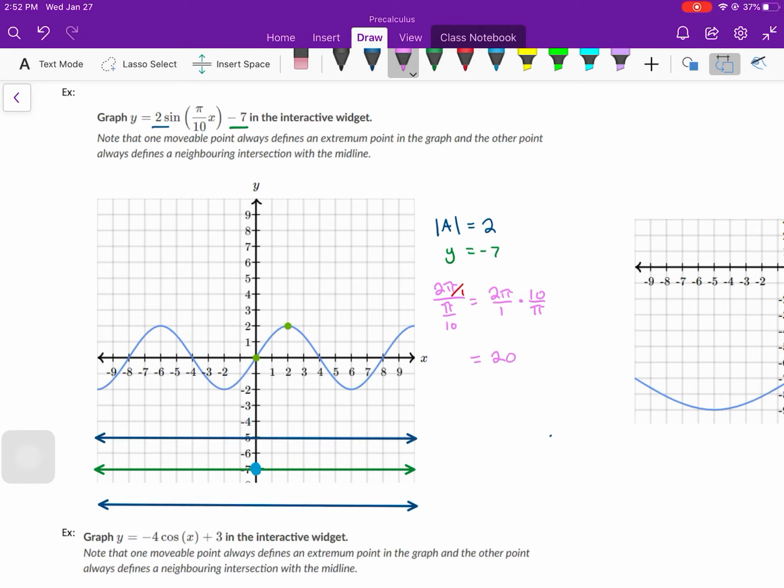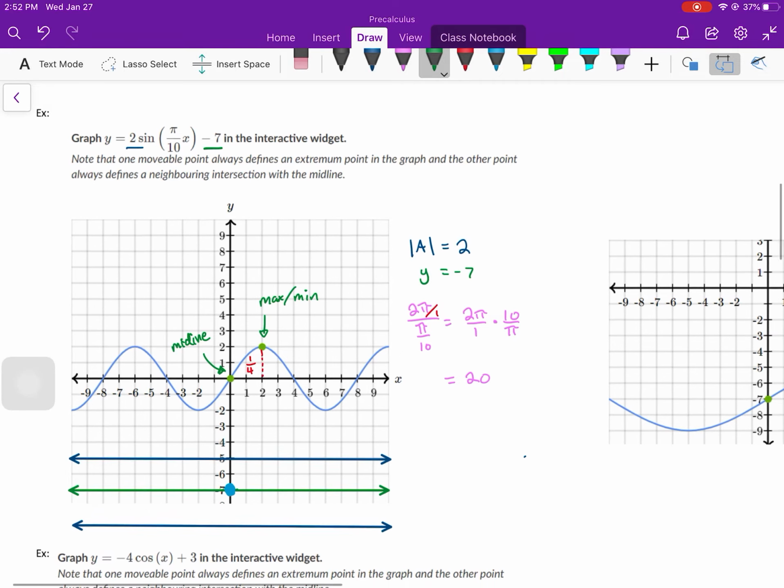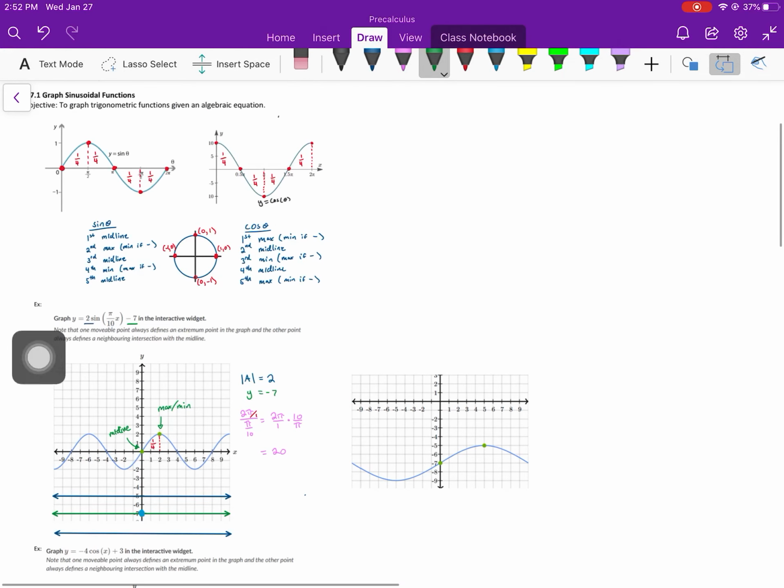20. So remember, what you see here is broken into the quarter system. One point given is the midline, the other point given is the max or the min. So they're giving us 2 points. This point is the midline point, and this point here is the max or min. We're focused on the first 2 points, point 1 and point 2. So for sine, we're starting on the midline, then we're going to have the max.